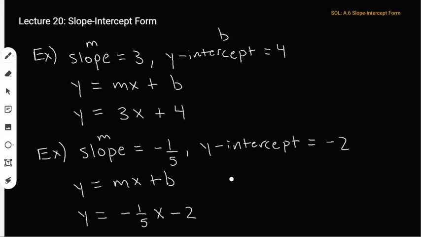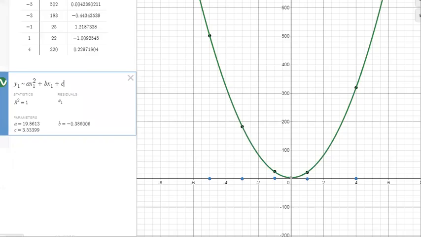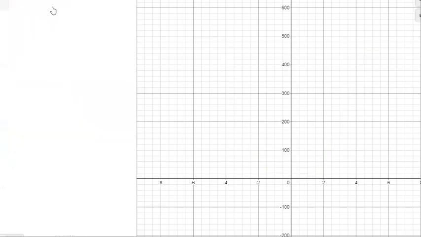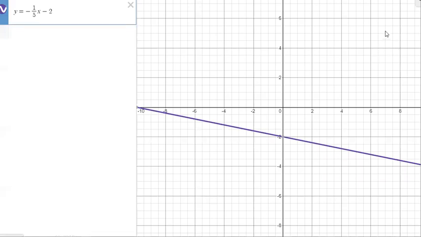So let's graph that and see what it looks like. I'm going to go over to Desmos, and I'm going to get rid of this stuff. And I'm going to type in the equation of that line that we just wrote down. Y equals -1/5 x minus 2. And when we type that in, we get this purple line. Notice how it crosses the y-axis at -2 at this point right here. That's known as our y-intercept, right? So we know that our y-intercept is going to be -2.